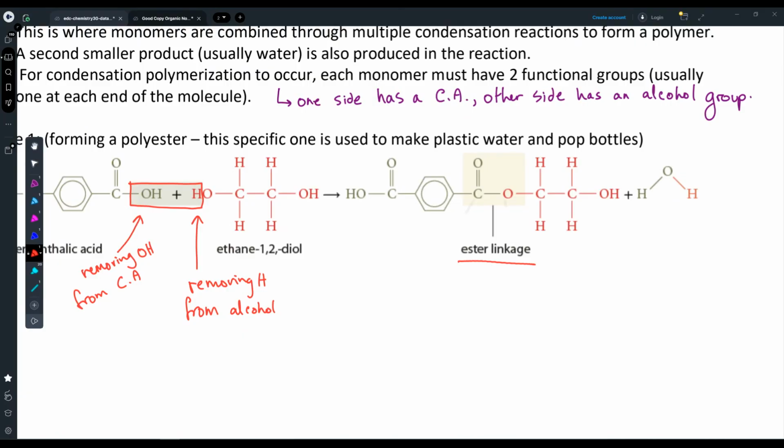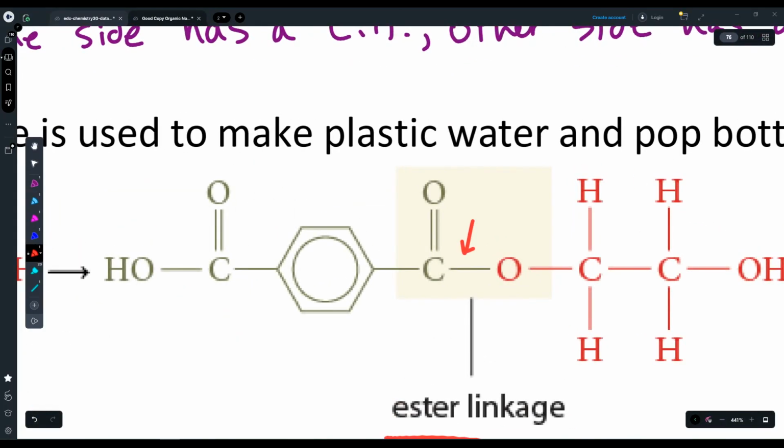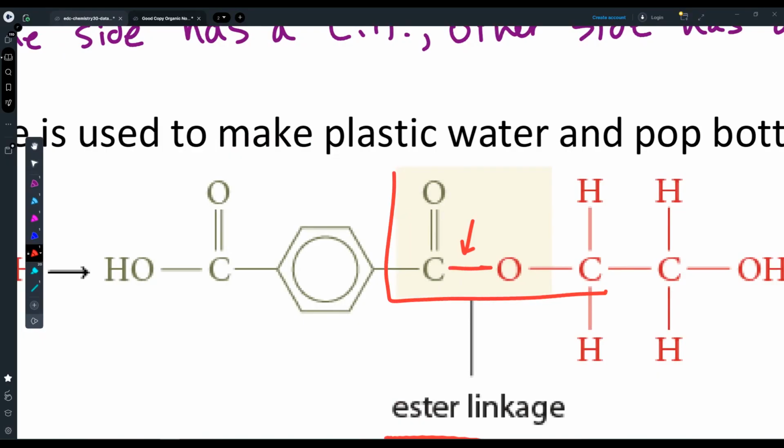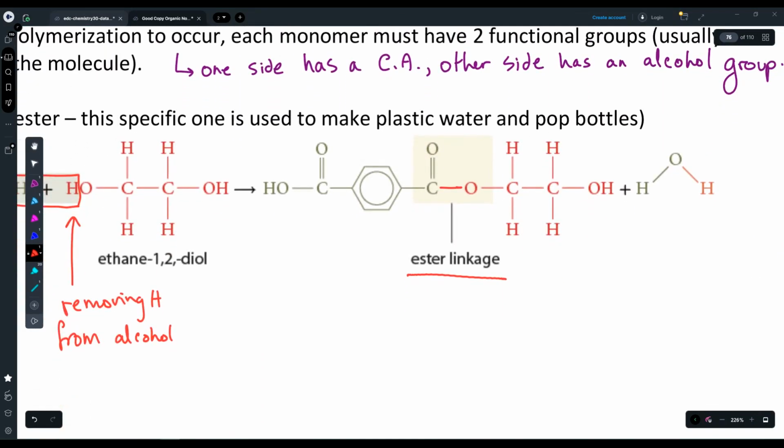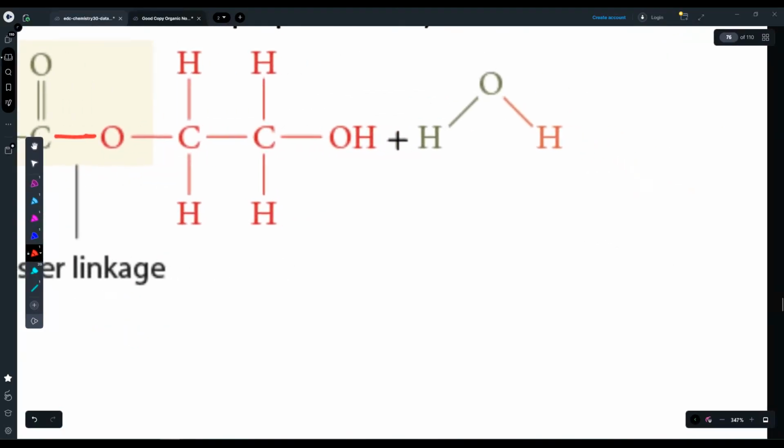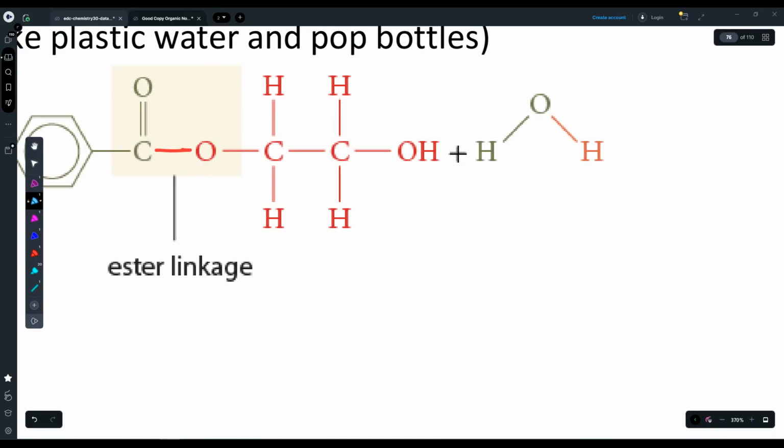Okay, so by ester linkage, they're saying, obviously this is the ester functional group here, but this is the new bond formed between this carbon and this oxygen. And again, let's just write out what I'm saying here. One of the most common mistakes for your esterification reactions is to forget to put water as one of your products.